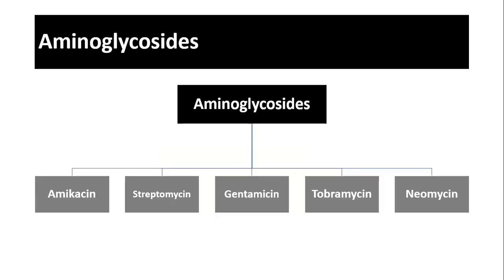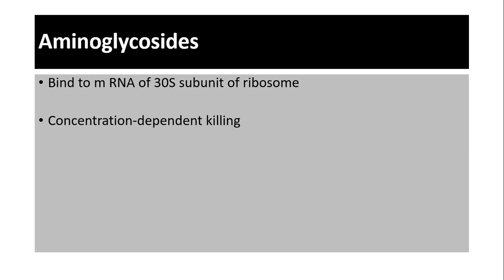Starting from aminoglycosides, the list includes amikacin, streptomycin, gentamicin, tobramycin, and neomycin. It binds to the 30S subunit of the ribosome. It is concentration dependent. You need to give a larger amount of antibiotic to reach a certain concentration that would cause the killing of the bacteria. So a single dose would be enough.